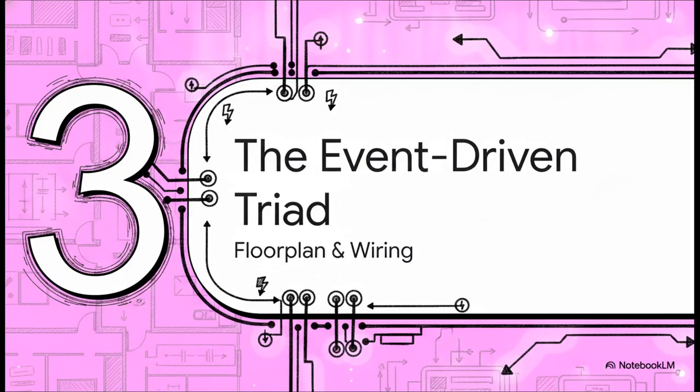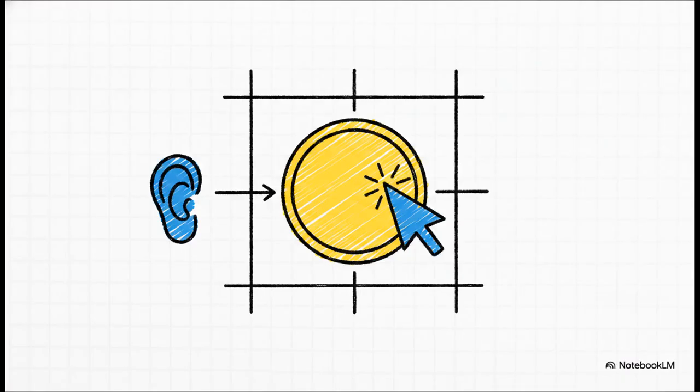Section 3. The event-driven triad, floor plan and wiring. All right, we have officially reached the technical heart of our explainer. A Java GUI relies on interacting elements built around a core triad. First, we have components. These are your visible UI elements. Second, we have events, the actual user actions, like a mouse click or pressing a key. Third, we have listeners, objects that just sit and wait for those specific events. And finally, helping to keep the whole shebang tidy, we have layout managers, which automatically organize these components inside their containers. This right here is the interactive plumbing and electricity that brings your application to life.